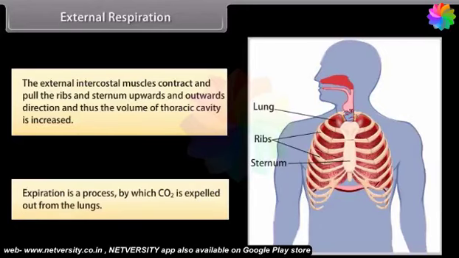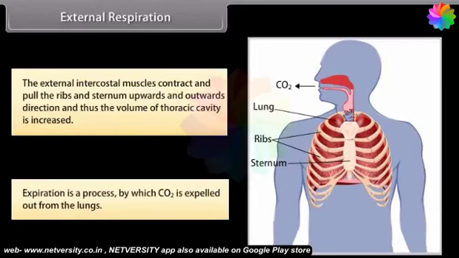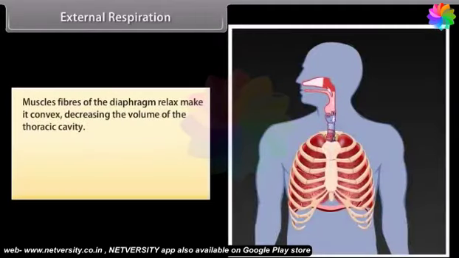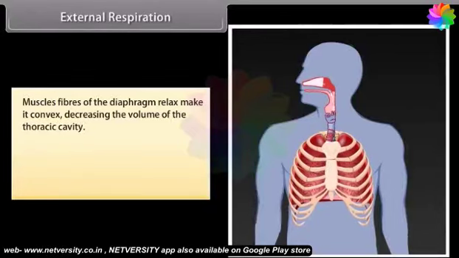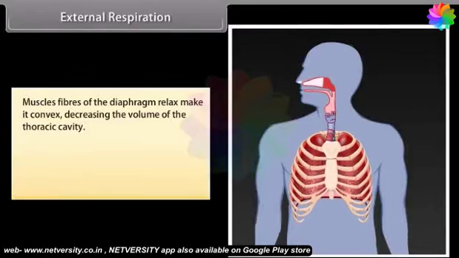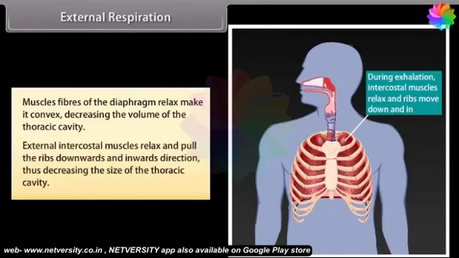Expiration is a process by which CO2 is expelled out from the lungs. Muscle fibers of the diaphragm relax, making it convex and decreasing the volume of the thoracic cavity. External intercostal muscles relax and pull the ribs downwards and inwards, thus decreasing the size of the thoracic cavity.